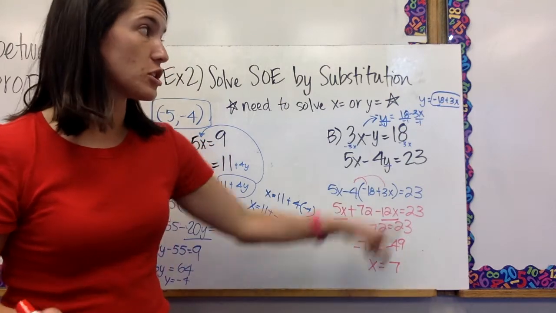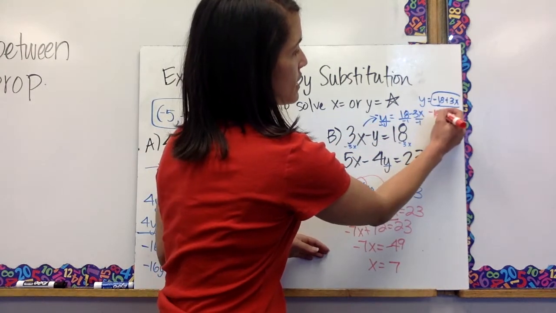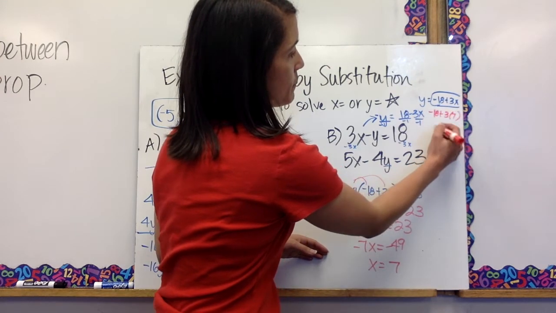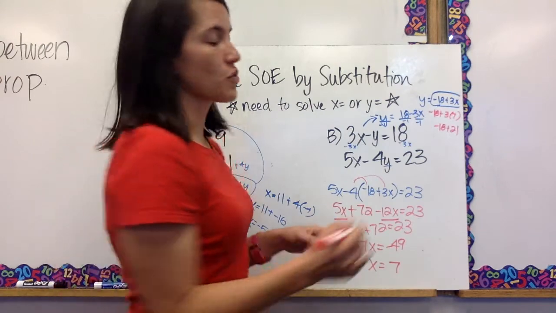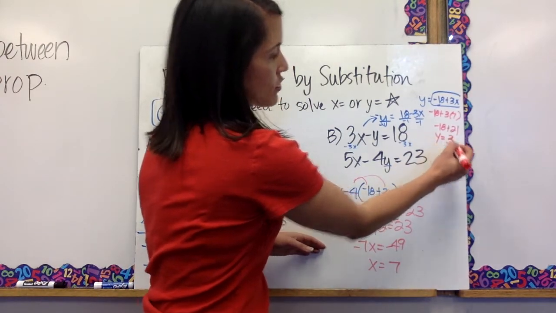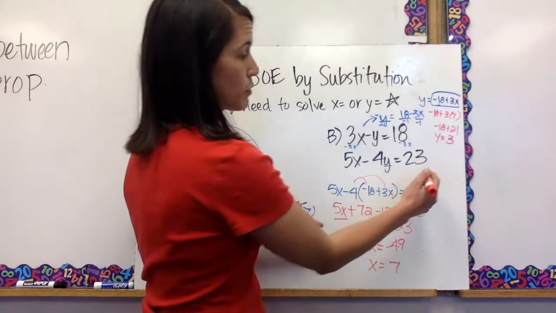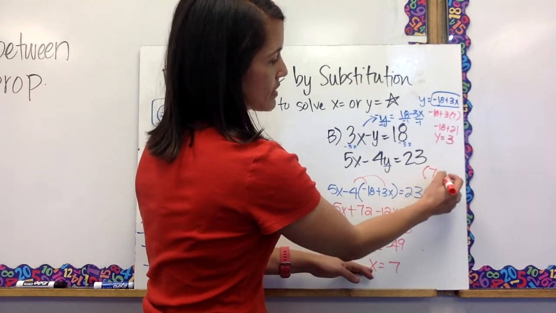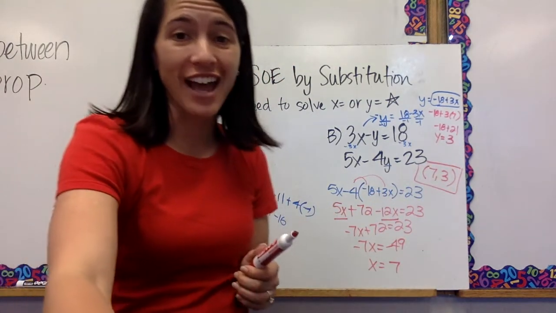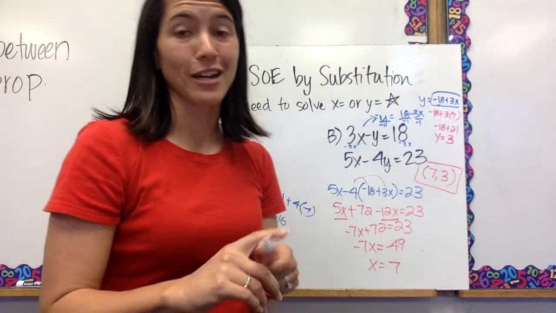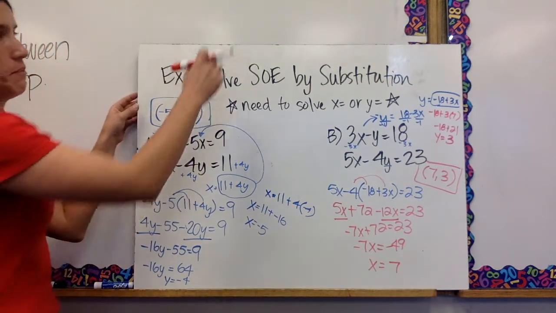I need to substitute it back up here to find the y value. Negative 18 plus 3 times 7. Negative 18 plus 21. So y equals 3. Then you put it together to find your ordered pair. And for this, my ordered pair would be 7, 3. Again, you want to check. I am just not using the time right now to check because these problems take a long time.